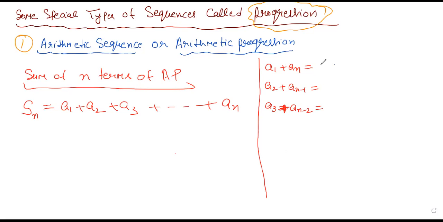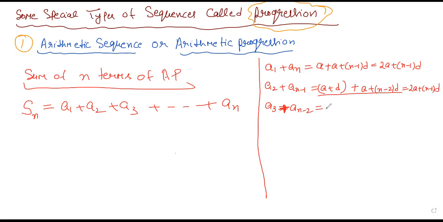So what is a1? That is a. What is an? a plus n minus 1 d. So the final answer is 2a plus n minus 1 d. Similarly, the second term and the second last term. What is a2? a2 is a plus d. And what is a(n-1)? That is a plus (n minus 2) d. If here it is an, then here comes n minus 1, and if here it is n minus 1, then here comes n minus 2. Sum these terms and you will get 2a plus n minus 1 d. Definitely you will get this.